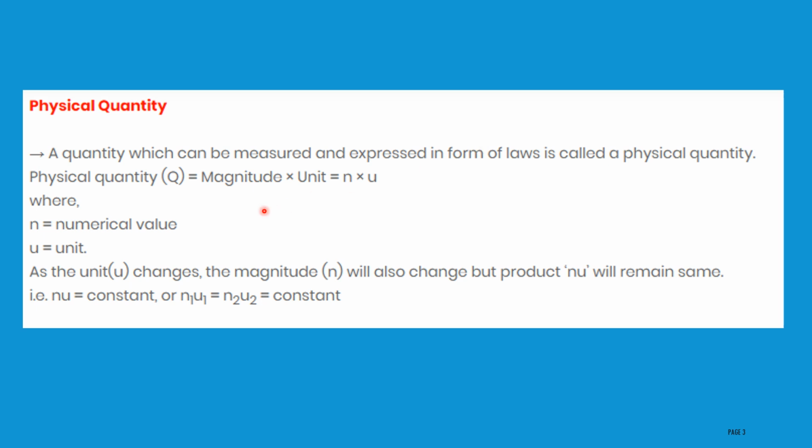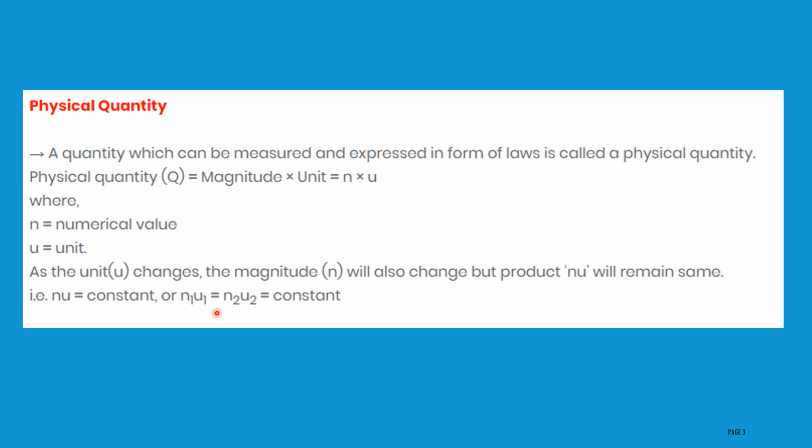The formula for a physical quantity is magnitude into unit, n into u, where n is the numerical value and u is the unit. I already mentioned n represents the number of times of a unit, u is the unit. Unit will compare the quantity. As the unit u changes, the magnitude n will also change, but the product of nu will remain the same. This I already explained.